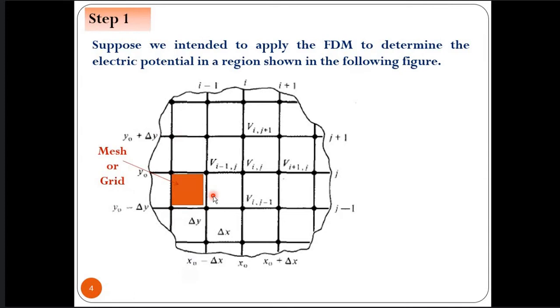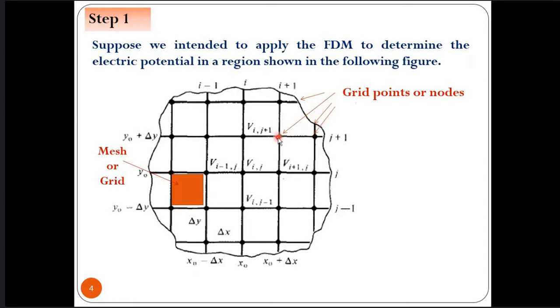I have already mentioned this one. Once we divide the entire solution region by a number of lines, the entire solution region is divided into a number of meshes or grids, that is the number of unit cells. Now the lines that we have drawn meet at some points, the crossover points. These crossover points are basically called grid points or nodes.